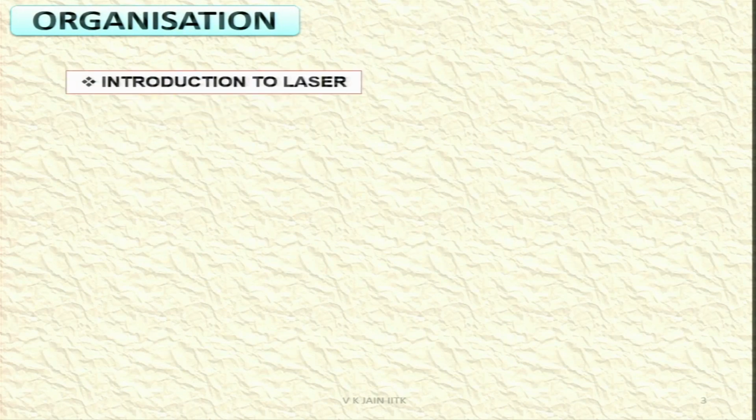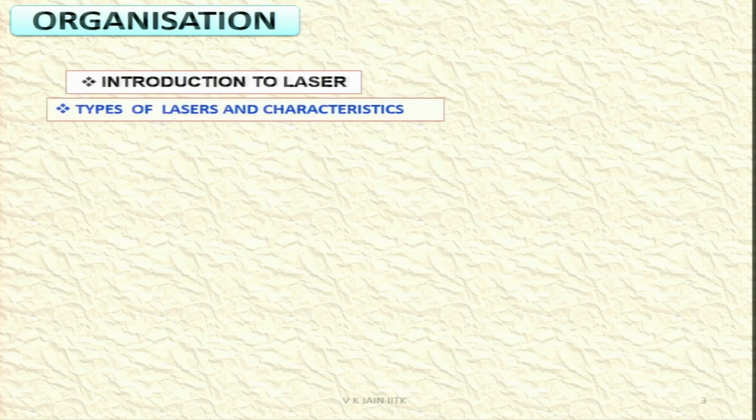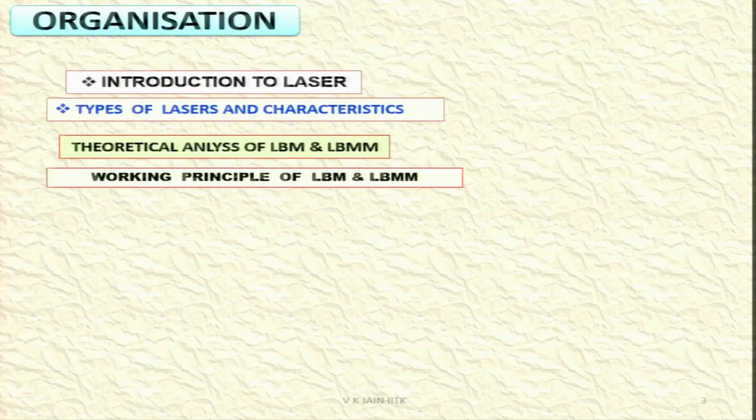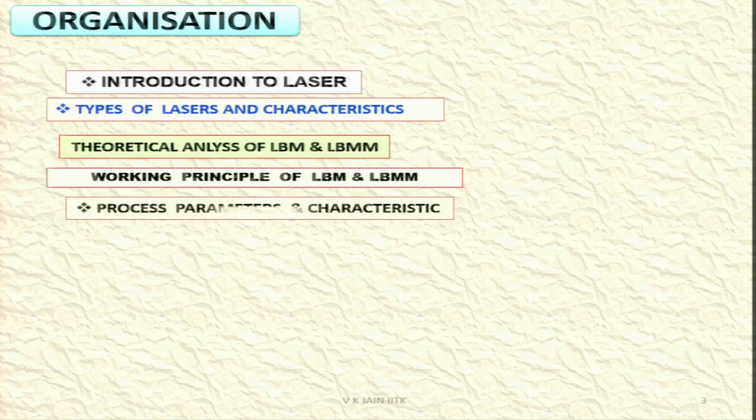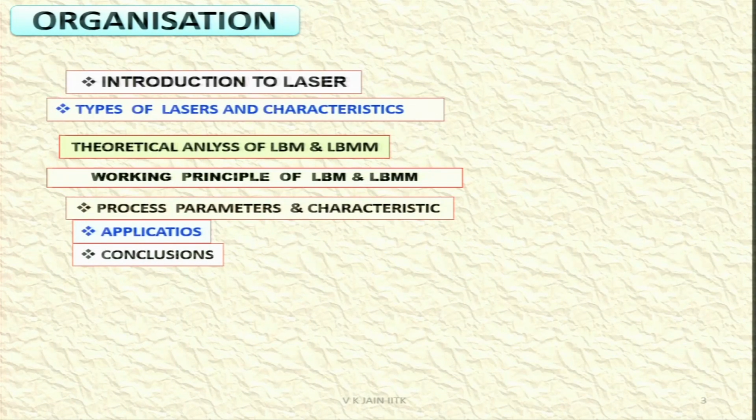Organization of the talk: Introduction to laser, types of lasers and characteristics, theoretical analysis of LBM and LBMM, that is laser beam machining and laser beam micromachining, working principle of LBM and LBMM, and process characteristics, process parameters, applications and conclusions. Here N is missing.